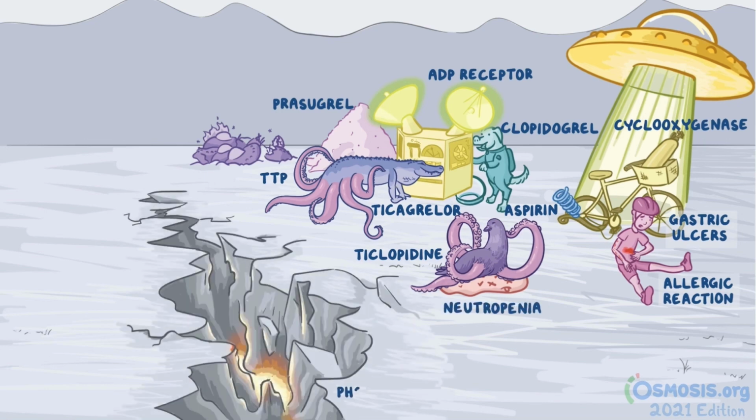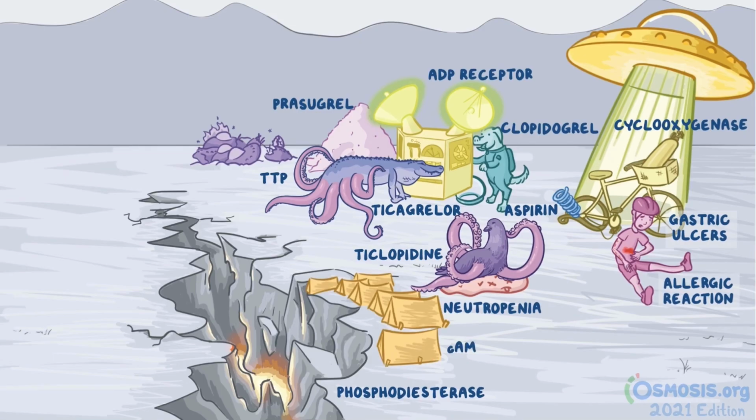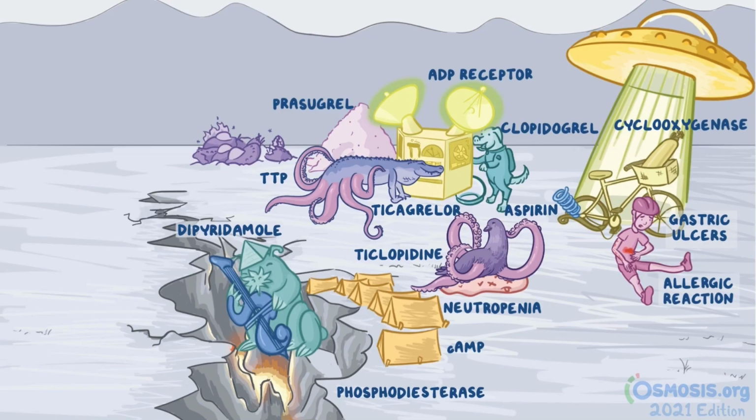For the enzyme phosphodiesterase, let's use a disaster, like an earthquake. Lots of tents are by the crack in the earth, representing increased cAMP. For the 2 phosphodiesterase inhibitors, there's an alien mole with a pyramid on its head for dipyridamole. And he's playing a space cello for cilostazol.